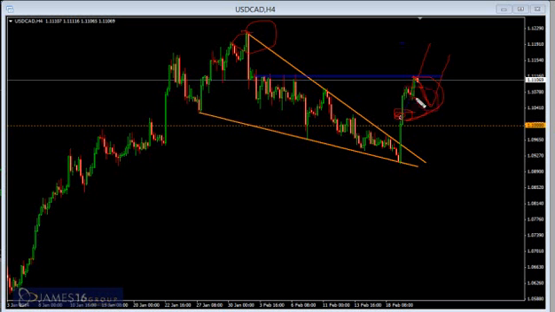I don't know how deep that retrace is. So I'm going to just jump out here for a nice profit. And again, it could keep going. It could drift higher, and that's okay too.